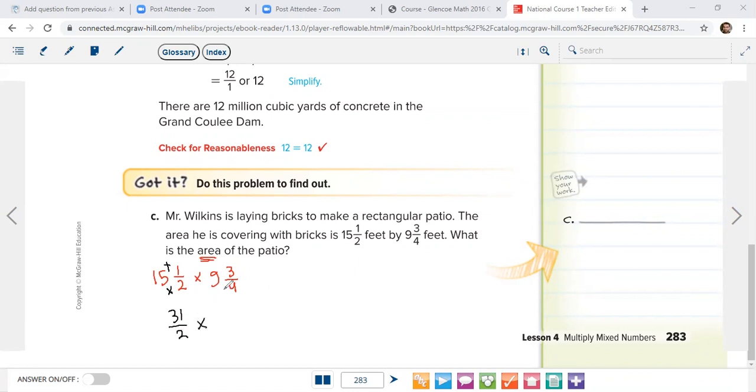Now 4 times 9 plus 3, 4 times 9, 36. 36 plus 3, 39 over the same 4. Now it's clear that no cancellation in this problem. So we are going to really multiply the 31 by the 39 and the 2 by the 4. So 2 by the 4 is easy. Let's write 8.